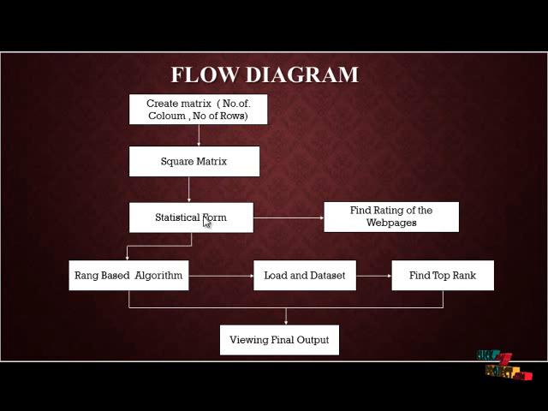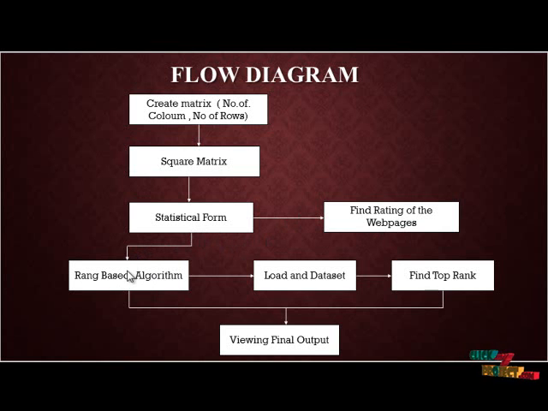After that the format will be changed into statistical formation. In the statistical formation we have to find out the rating of the web page. Here we have to use the Facebook dataset, an online dataset, to find out the rating of the web page. After calculating the rating, next we have to run our page rank algorithm process.